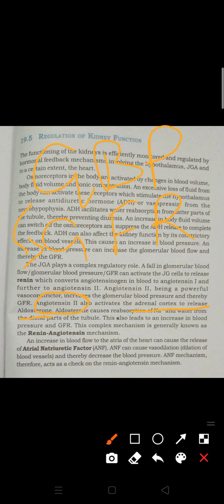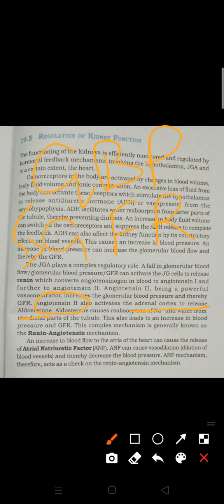Aldosterone is very important because it increases the rate of reabsorption. Second thing, it increases blood pressure and GFR. All these things are increasing the GFR, the glomerular filtration rate. What work are these enzymes and hormones doing, beta? They are increasing the rate of filtration. This also increases blood pressure. Now if blood pressure increases, definitely the glomerular filtration rate will also increase.